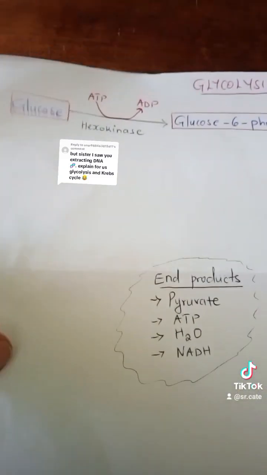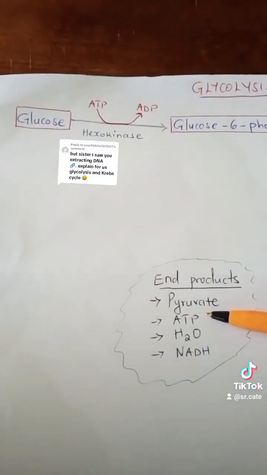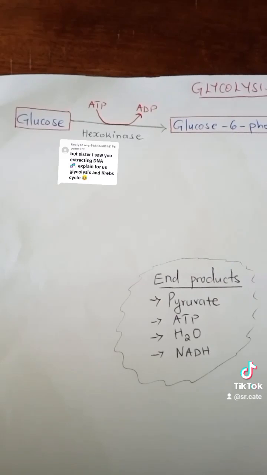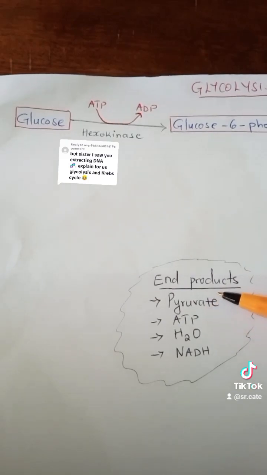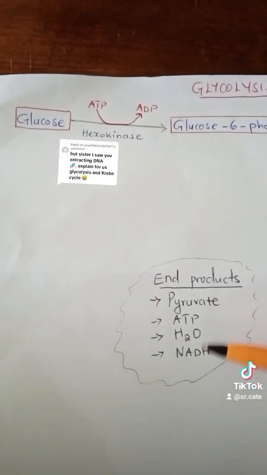So at the end of it all, we will have 2 molecules produced after paying what you had used. Assuming you had 2 shillings, you spent, when you make 4 shillings, you return the 2 shillings, and then you remain with a profit of 2 shillings. So we have pyruvate, ATP, water, and NADH.